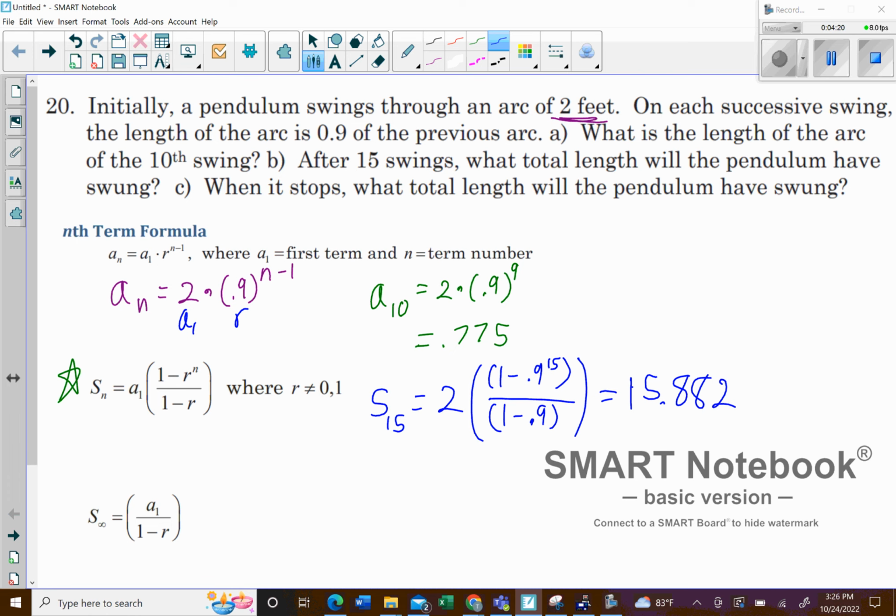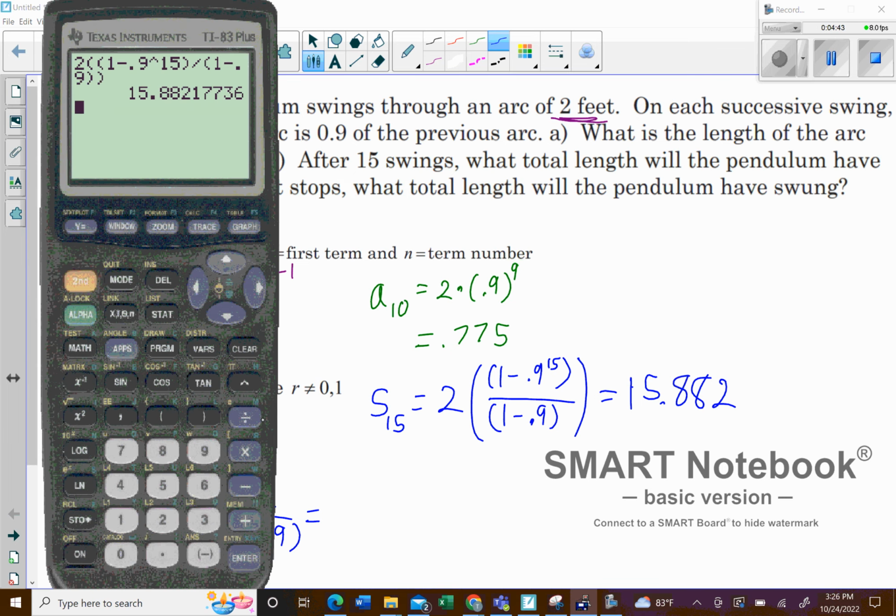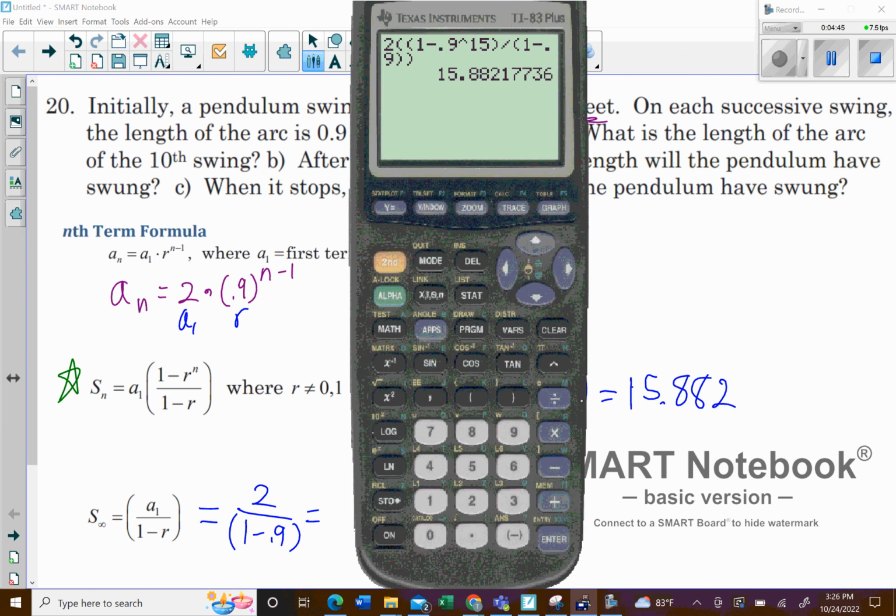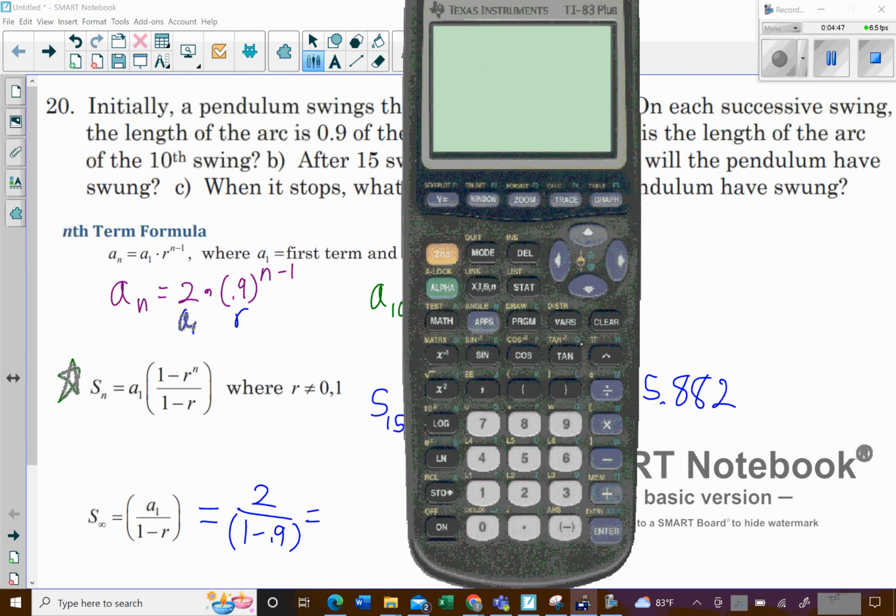Okay, and then actually the last one is probably going to be the easiest one. That formula is pretty simple. If you want to figure out the sum of all terms, we're going to plug in the first term, which is 2, and divide it by 1 minus 0.9. Once again, I got to put that denominator in parentheses or else the calculator will not read that properly. So I got to be a little careful there. It should just come out to 20, but let me show you in the calculator just to make sure.